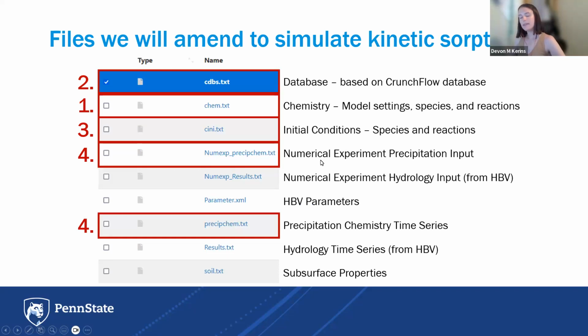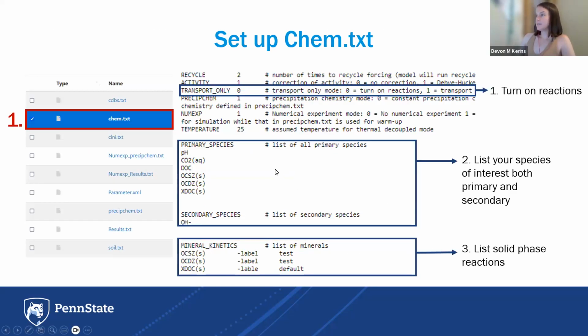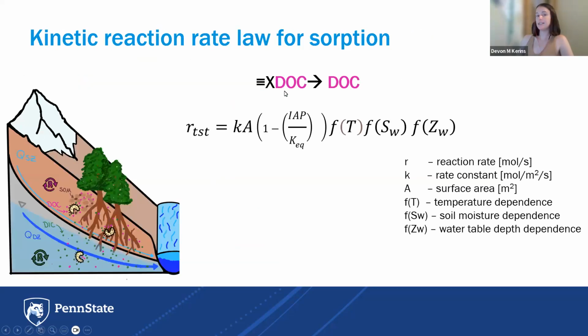And how we implement this and what input files we amend are similar to the input files we amended for each of the previous videos: our chem.txt file, double checking our database, setting our initial conditions, and making sure our precipitation chemistry time series are updated. Make sure our reactions are turned on, and we will need to list our primary species. And if we look, this is a kinetically controlled reaction.